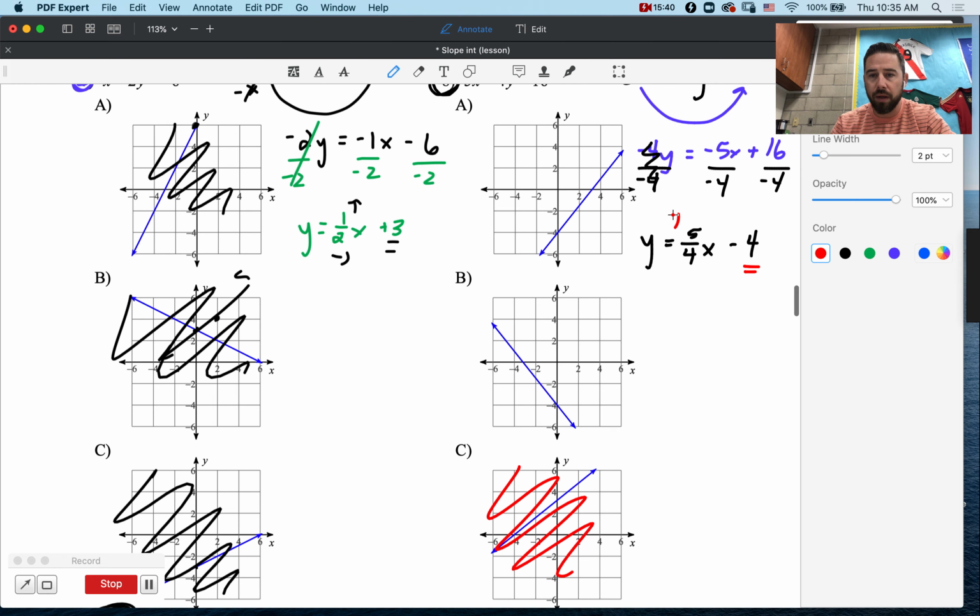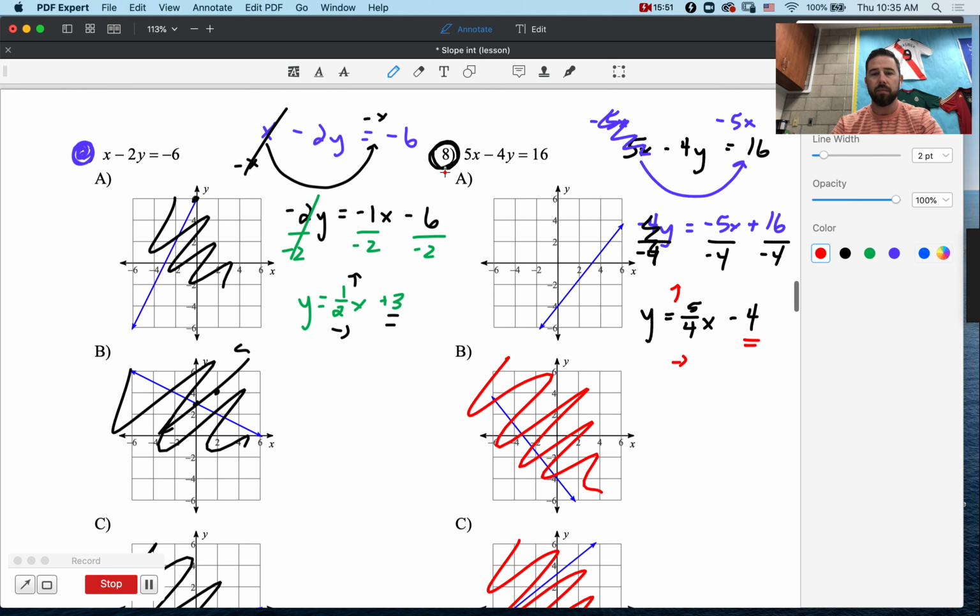Okay, now our slope is up 5, right 4. Up and to the right. That one makes sense. Does this guy go up and to the right? No. So he's out of there. And our answer is A.